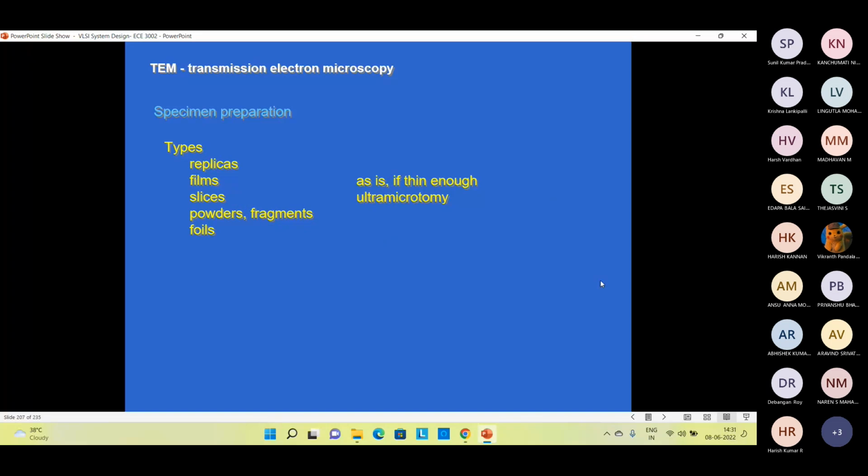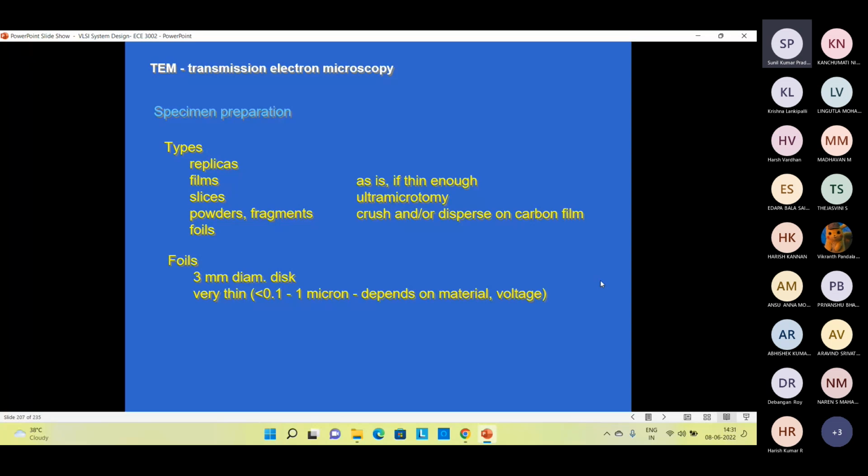But an important thing is the preparation of the sample. When you do any sample preparation, we need to work with thin samples only. If it is not thin enough, we have to use an ultramicrotomy process, by crushing or dispersing on a carbon film. Whatever the specimen preparation, we have to take it as powder or fragments, or slices, films or foils, this kind of thing.